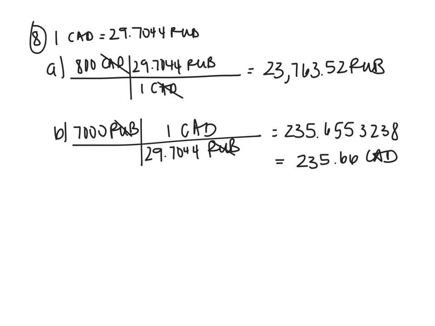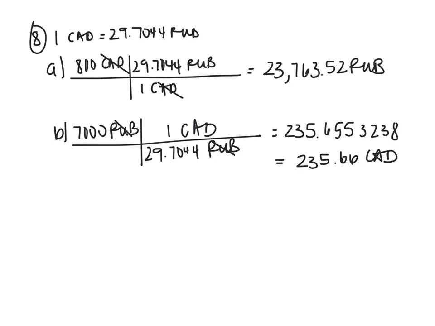So if you do some dimensional analysis, 800 Canadian dollars, and then you want to make sure you cancel Canadian dollars, so 1 Canadian dollar is going to be in the denominator, and 29.7044 Russian rubles is going to be in the numerator. Canadian dollars cancel, multiply across, she's going to end up with 23,763.52 rubles.